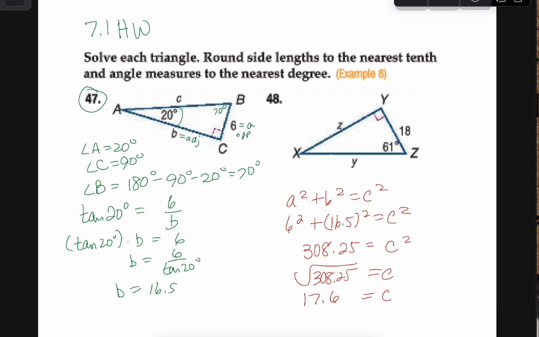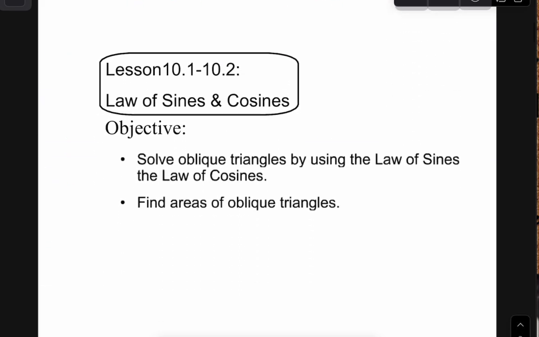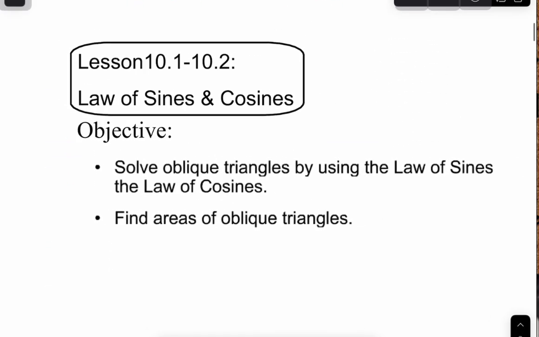Do we have any questions there? Any questions about 47? Okay, so I wanted to revisit that before we moved on. So now at this time, if you can find the 10-1, 10-2 note sheet that is in Google Classroom under the 10-1 homework post, find it, open it, but we're going to talk about the law of sines.